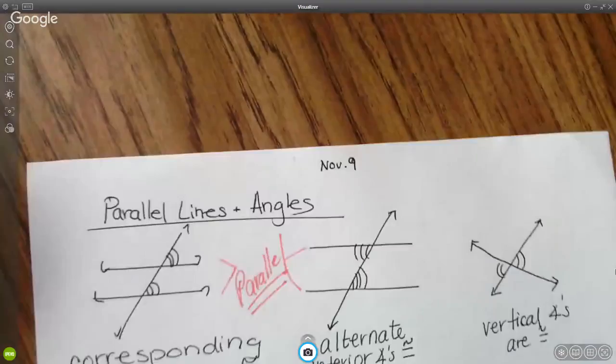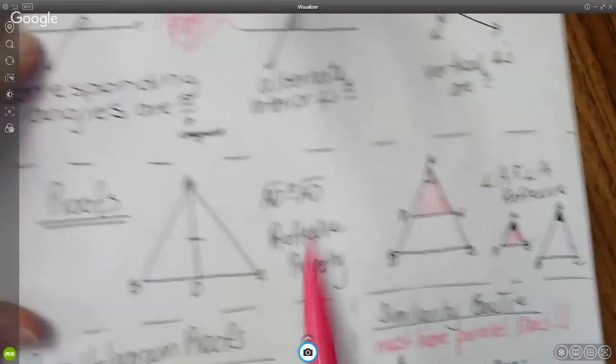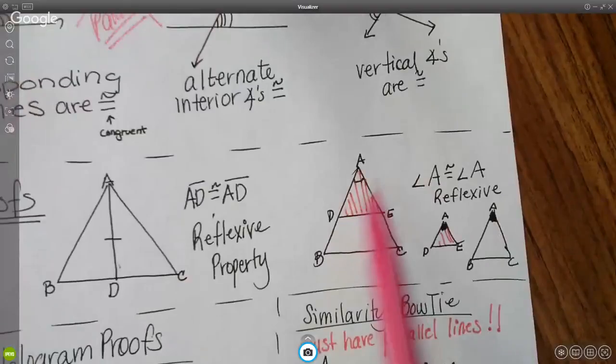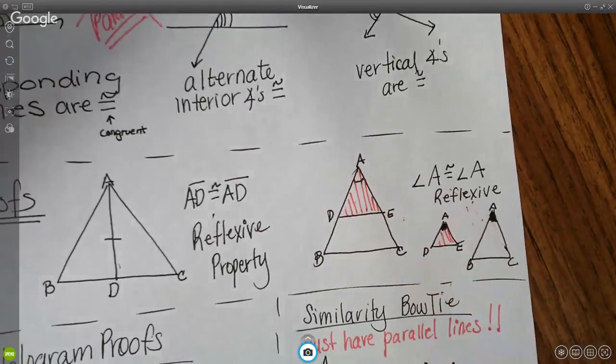I will just show you this real quick. Don't forget to look for parallel lines, corresponding angles, alternate interior angles, and vertical angles. Also, we've got the reflexive property for lines, but you can also do the reflexive property for angles, especially if they're on top of it. You'll use this with vertical angles. You'll use this if you're giving a proof and they don't give you parallel lines.